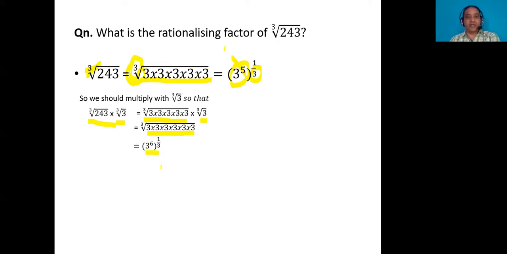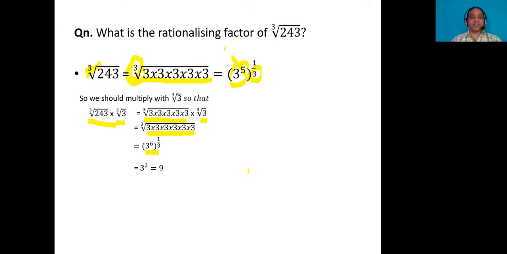Now the outer power and inner power, right? The outer power and inner power will strike off. 6 will get struck off with 3. All right? And the result will be 3 square, and equal to 9.